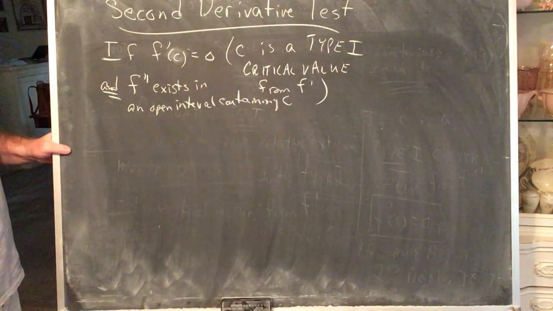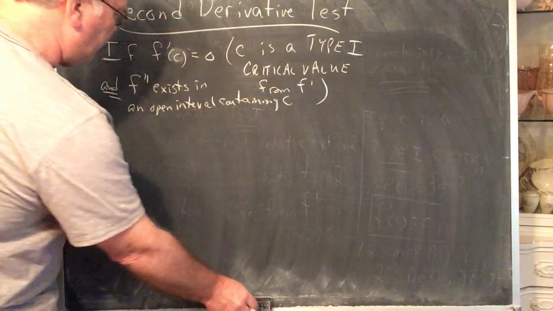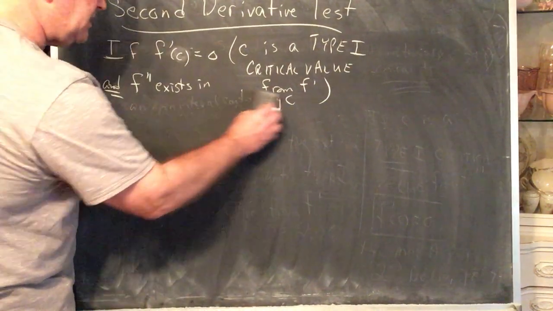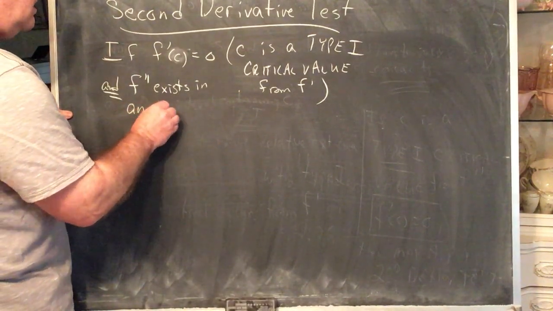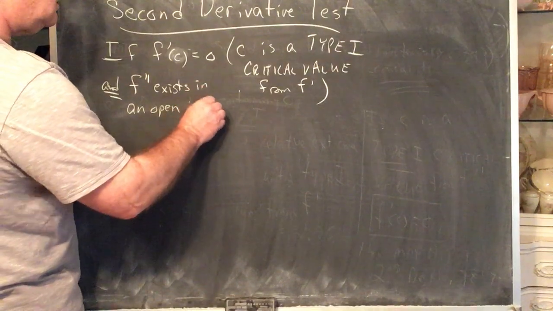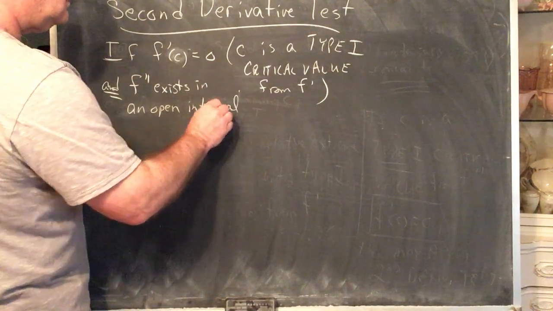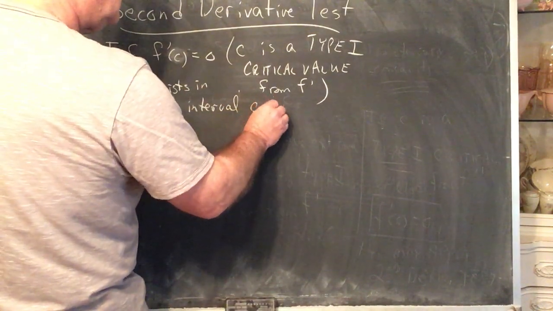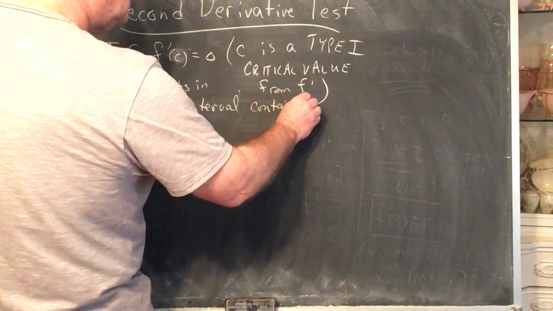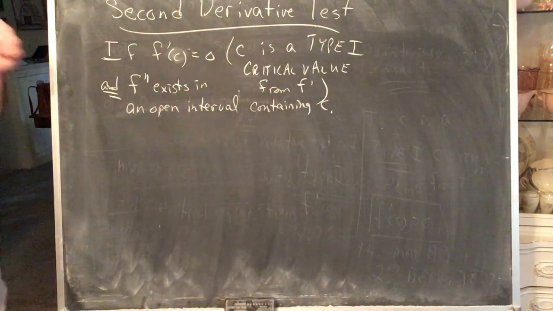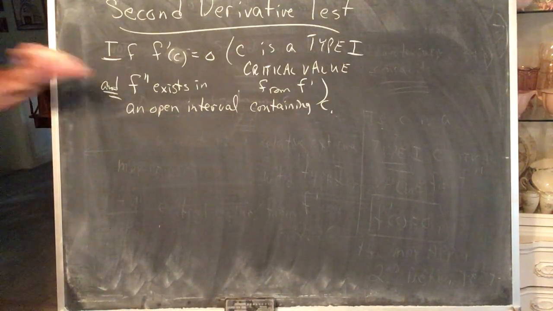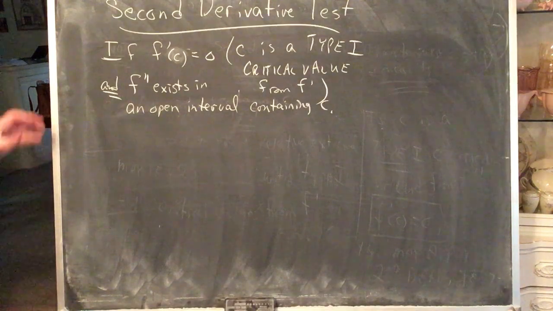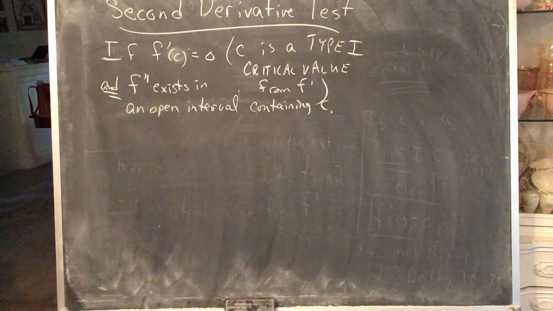In an open interval containing c. So f prime exists in an open interval containing c. Looks like that. How about if I write that legibly? In an open interval containing c. So it's a type 1 critical value from the first derivative. If the second derivative exists on an open interval containing c, all the work that we are going to do this semester, the second derivative will exist for our work.